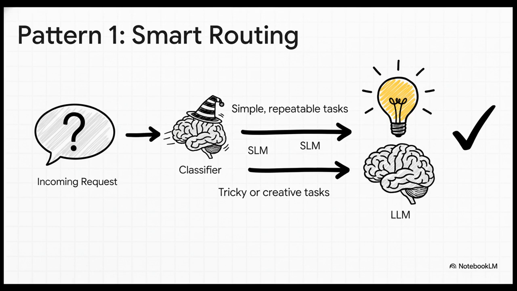You set up a simple little traffic cop that sends all the simple, high-volume stuff, like answering FAQs, to your cheap, fast SLM. Only the really tricky, creative, or never-before-seen problems get sent up the chain to the expensive LLM. It's all about optimizing for both cost and performance.